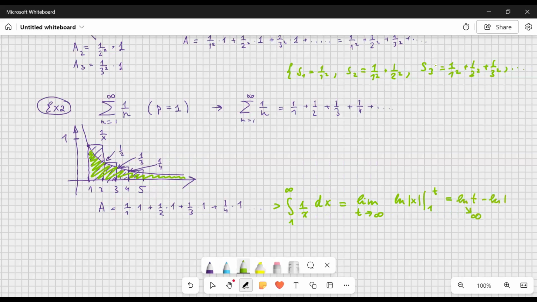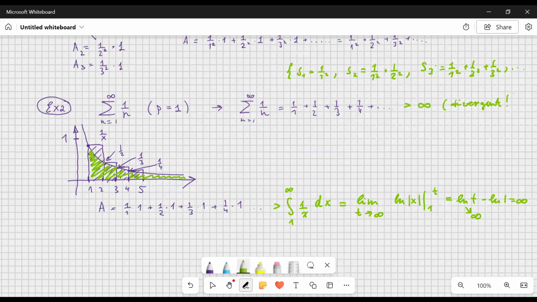this one goes to infinity. So this equals infinity. Means that my sum over here, which is my area actually, is going to be greater than infinity. Well, if the sum is greater than infinity, it's obvious that it's not going to be convergent. It's going to be divergent.